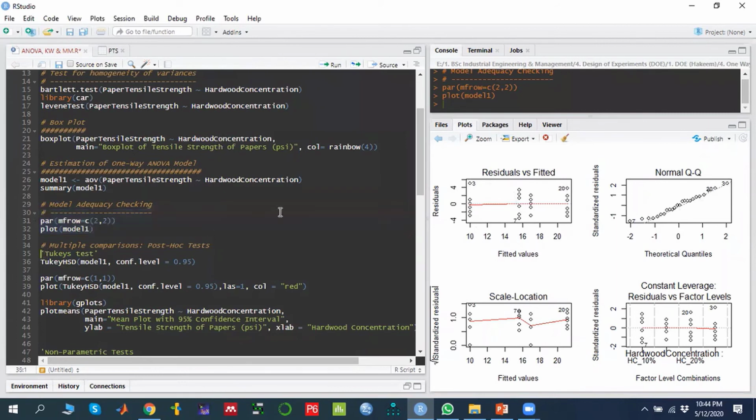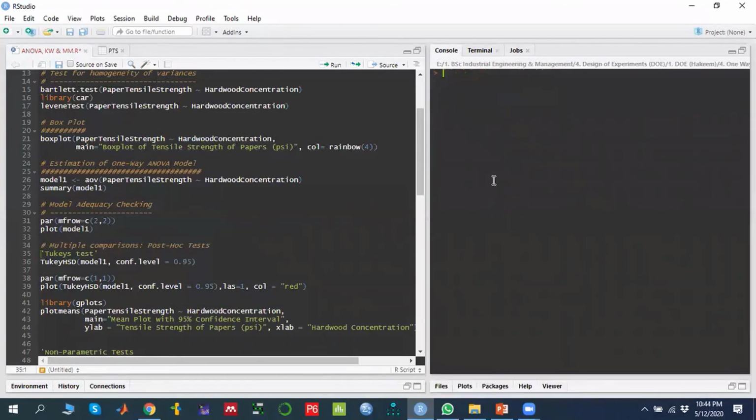Once we get those results, the next thing is, from the ANOVA we got that all the means are not equal. Now I want to check which hardwood concentration level is different from the others. That means we want a pairwise comparison. Once the ANOVA result is saying that all are not equal, then we can apply pairwise comparison.